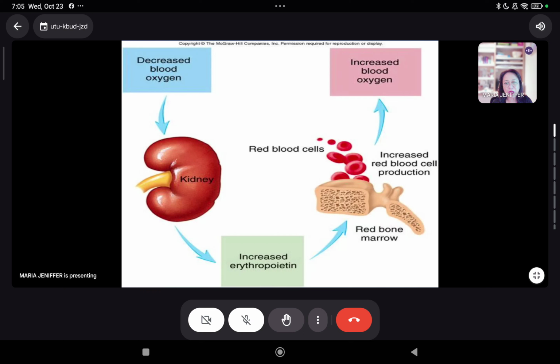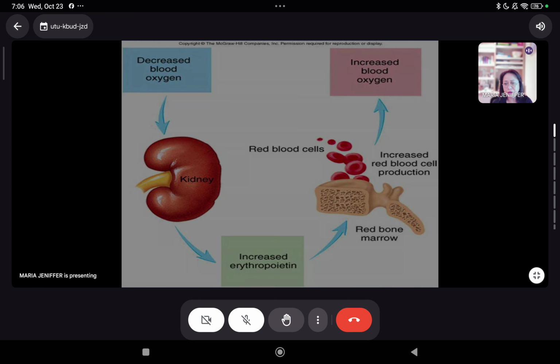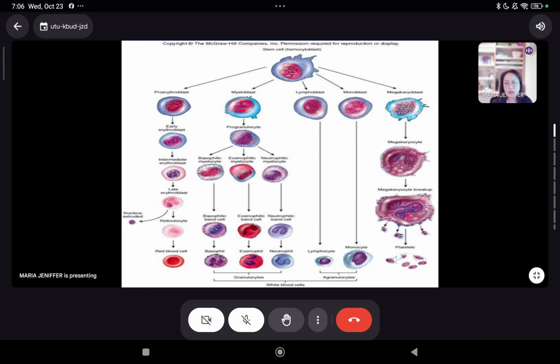The decrease of blood oxygen, the condition called hypoxia, is going to stimulate the kidney to produce the hormone erythropoietin, and erythropoietin will in turn stimulate the red bone marrow to increase the production of red blood cells, thereby increasing the oxygen in the blood. So this is now the development of the different types of the formed elements, which come from the stem cell or the hemocytoblast.